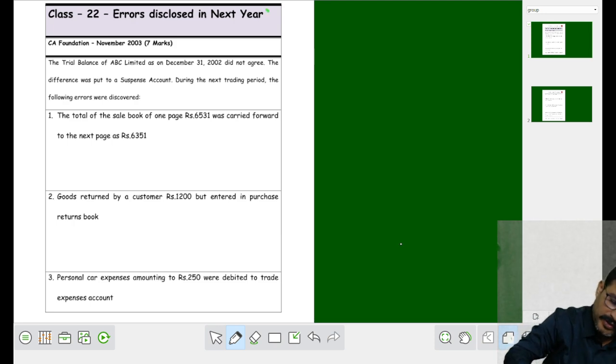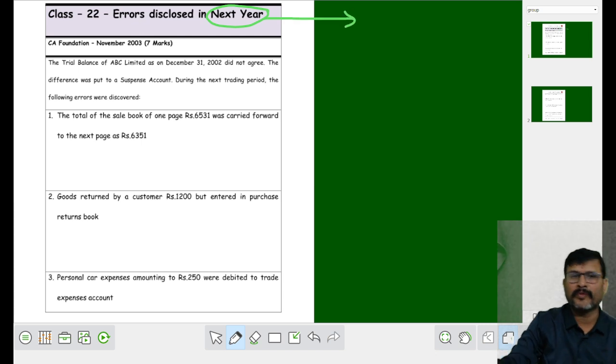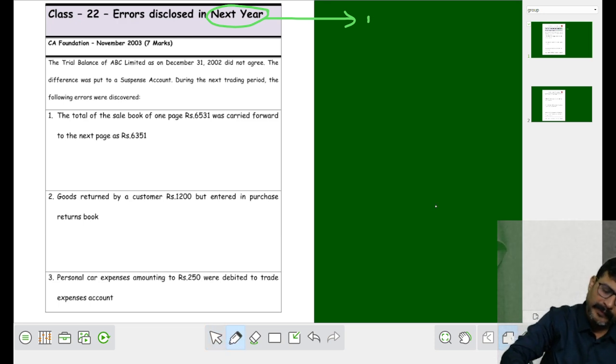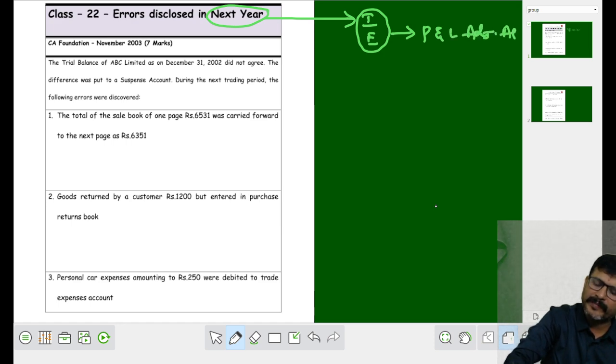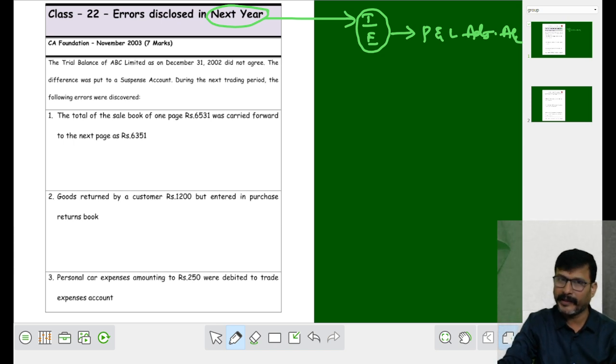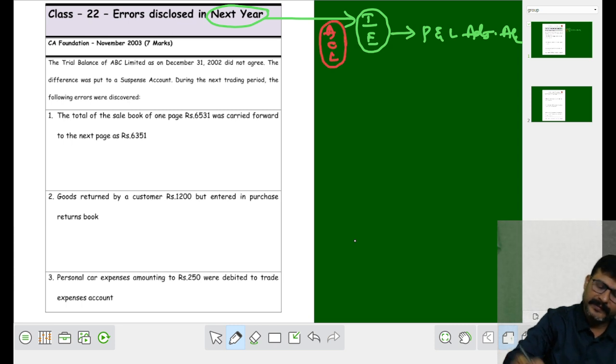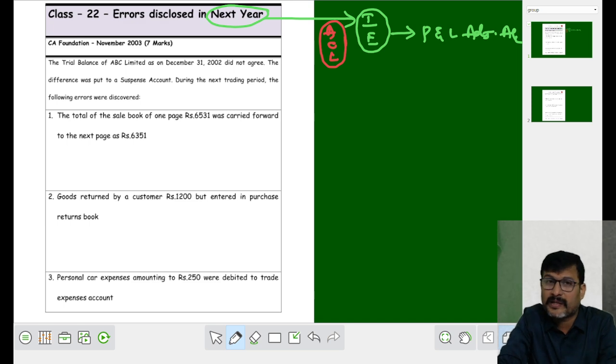Here the errors are disclosed in the next year. As usual, you know very well, when the errors are disclosed in the next year, in the place of incomes and in the place of expenses, we have to use the P&L adjustment account. But P&L adjustment should not be used in case of assets, capital and liabilities. In all these three situations, we are not supposed to use the P&L adjustment account; use the same name itself. Fine, let me move on to the problem of this particular class, my dear students.